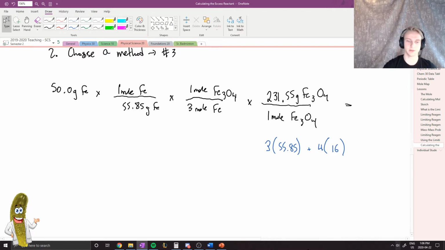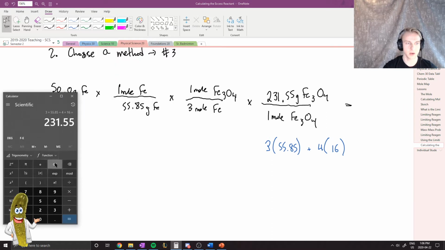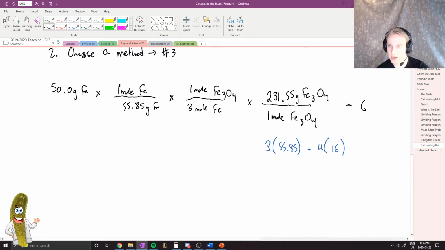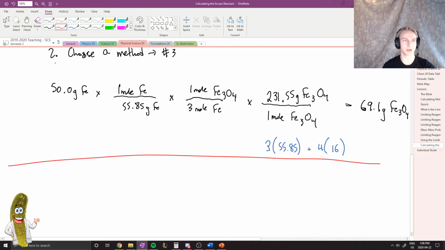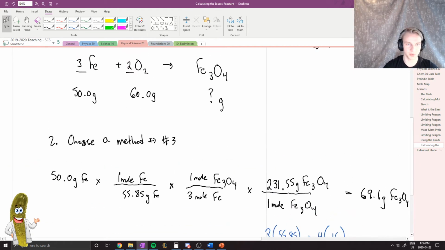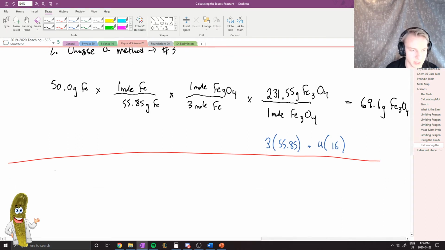I can calculate all of this out, and to do so, what I would put in my calculator is 50 divided by 55.85 divided by 3 times 231.55, and that equals 69.1 grams of Fe3O4. So again, that's one of our possible solutions. We are going to then figure out what the other possible solution would be by starting off with the 60.0 grams of O2.